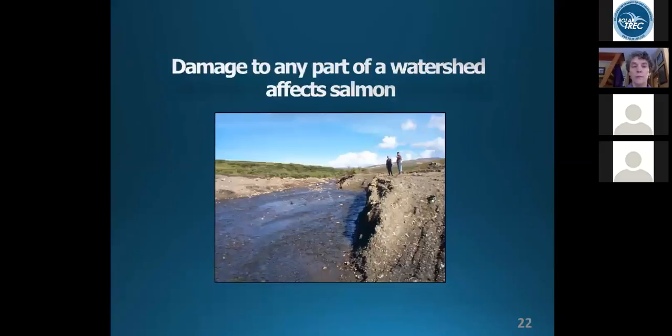So the problem with salmon is if you damage any part of a watershed, it's going to have some kind of negative effect on them. So we'll take a few minutes to look at some of the issues that salmon are having with habitat damage in the state. Next, please.